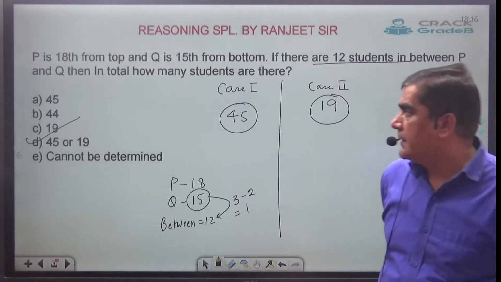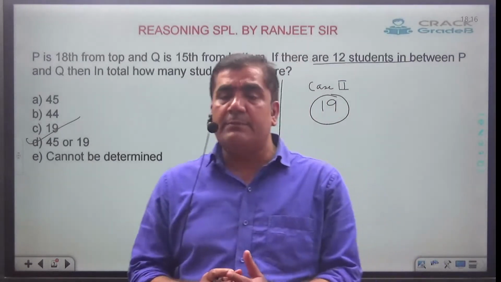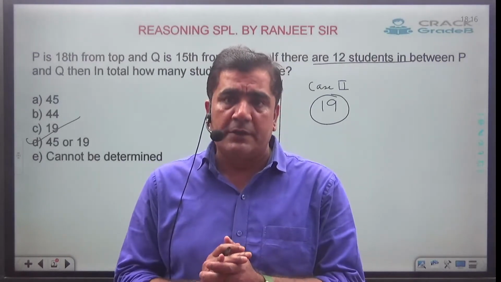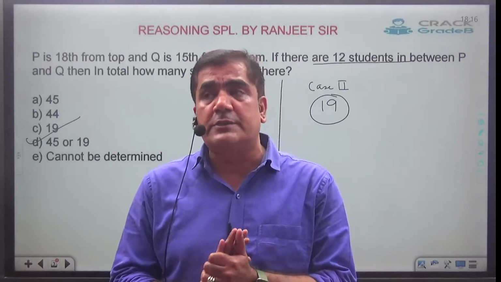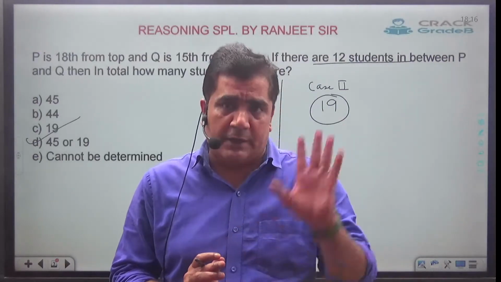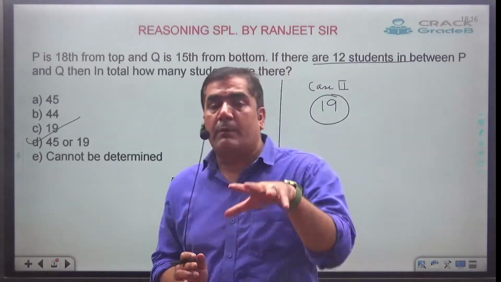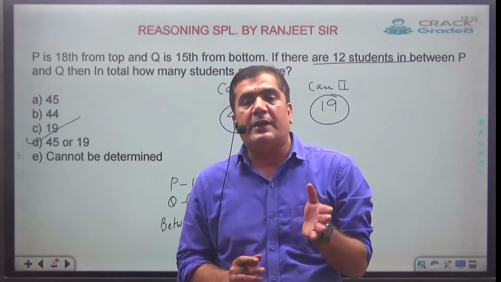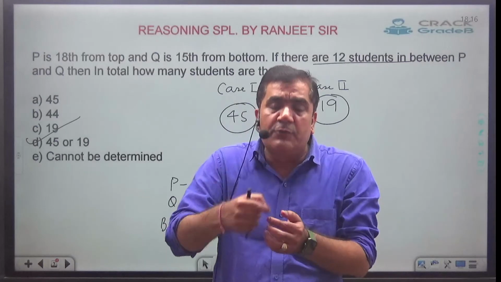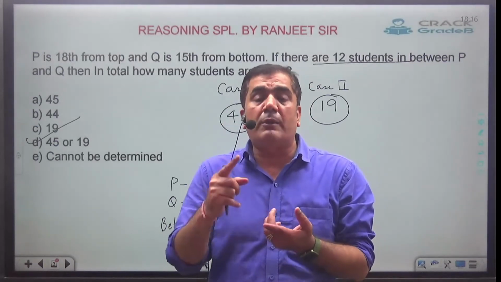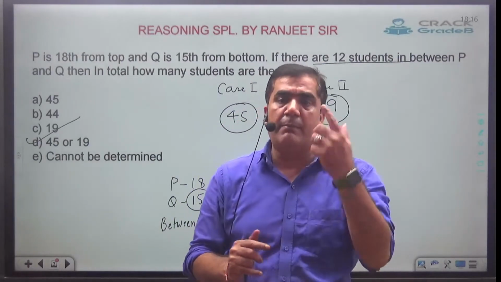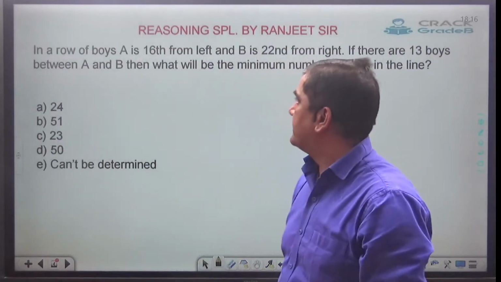Clear? Okay. Now sometimes in the exam, they will not ask for the total number of students, but they will use two words, minimum and maximum, the most typical form of in between. They will give a problem like this. They will give P's position from the left and Q's from the right. In between they will give a number, and now instead of asking for the total, they will ask what will be the minimum number and maximum number of students in the class. Minimum, maximum.